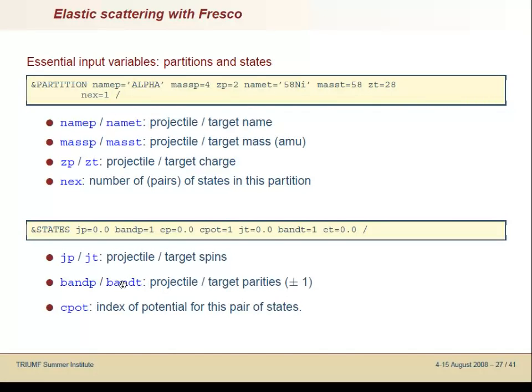And this C pot is an index to identify the potential that will be used for this pair of states. We can specify a different potential for each pair of states. So the code is really very flexible in this sense. Now we will go to the table of potentials to see how they are ordered. So what is this C pot equal 1?